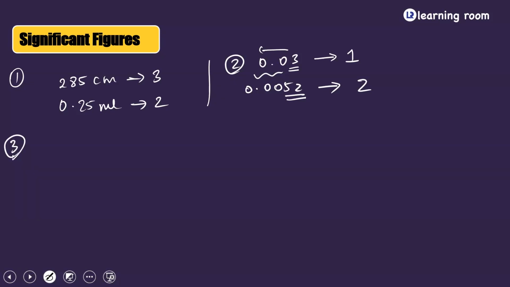Zeros between 2 non-zero digits are significant. So if I am writing 2.005, 4. 0.203. Good. Go to the fourth rule.